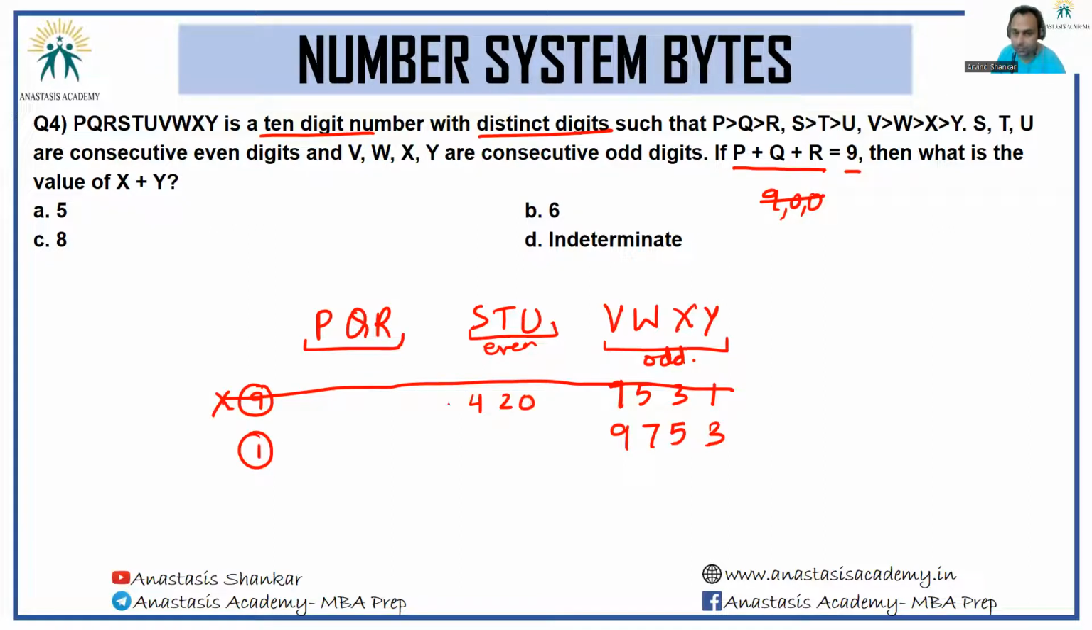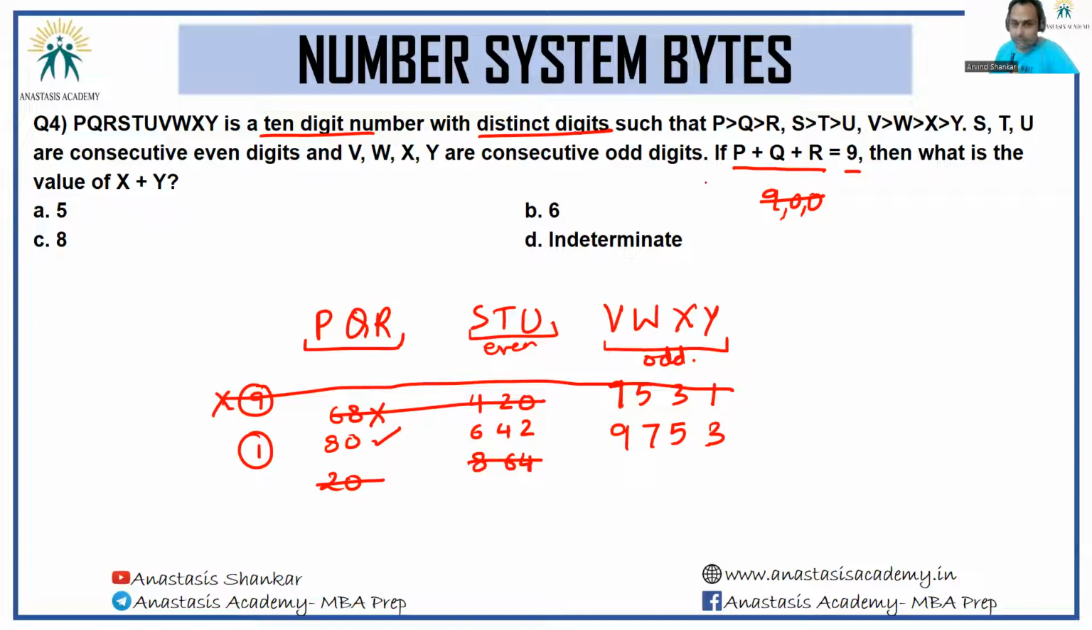STU, 3 digits that are even, can be 420. But then what will be left here would be 6 and 8. 1 plus 6 plus 8 is not 9. So this case is unacceptable. We will also have 6, 4, 2. What is left here is 8 and 0. 1 plus 8 plus 0, yes, this does give me 9. So this is acceptable. Or the last case would be 8, 6, 4, in which case I'd be left with 2, 0 here. So 1 plus 2 plus 0 is not equal to 9. So this is also unacceptable.